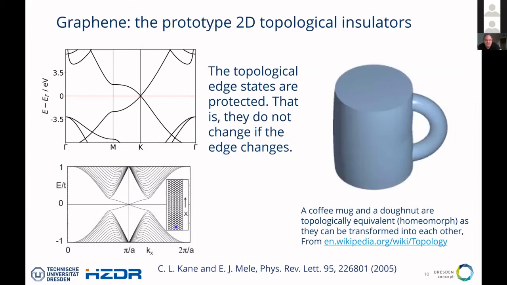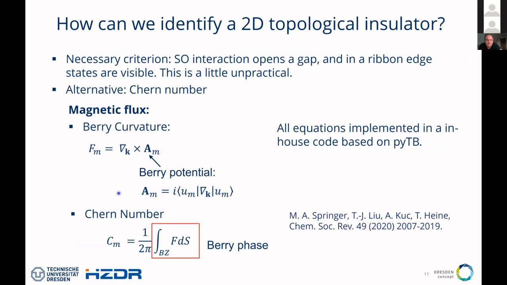So you have to calculate something called the Berry curvature or the Chern number. But given the time that I have here, I don't want to go into that. So we have a code that is based on PyTB, which is a free code. And you can learn everything about that in this Chemical Society Reviews paper. It's a tutorial review that we just wrote this year. There you can really look into that and learn about all the mathematical steps that are involved here.